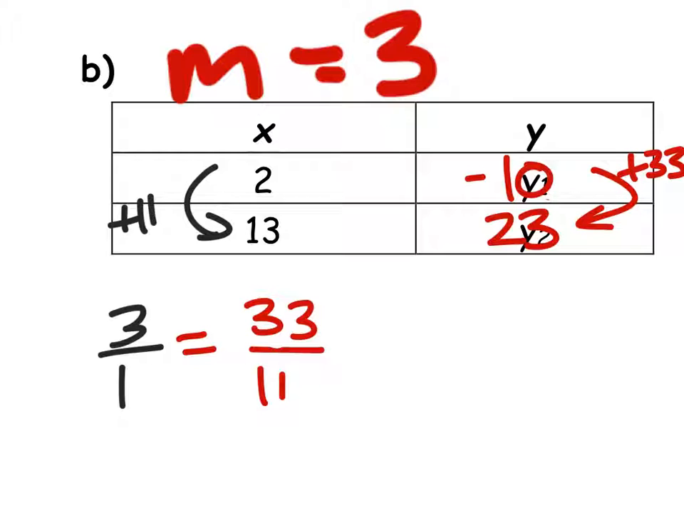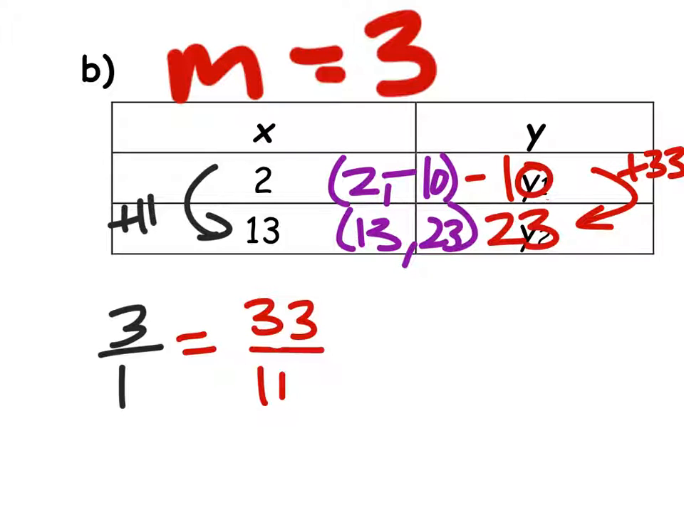By the way, and I should have clarified this before, but here we go. This is a coordinate pair here, right? 2, negative 10. And this would be 13, 23. That would be on the line. If you were to graph these, you'd just put a straight line through the two points, and you'd have the line that we really want. The only reason I bring that up is because I have been working with the y values specifically, but we're really looking at coordinate or ordered pairs, so just keep that in mind.